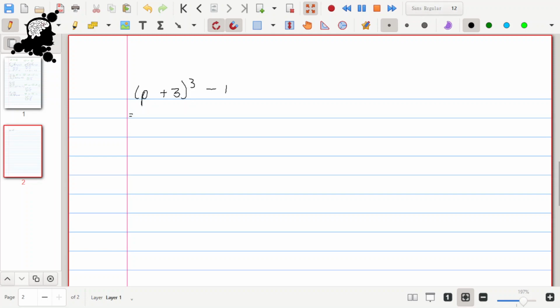So I'm going to have a small bracket and a big bracket. The small bracket takes the sign of the original expression. I'm going to have plus and plus there. Okay, let's get into it. The cube root of p plus 3 cubed is just going to give you p plus 3. So I'm going to put in brackets here p plus 3. Then the cube root of 1 is 1. So I'm just going to put the 1 there.